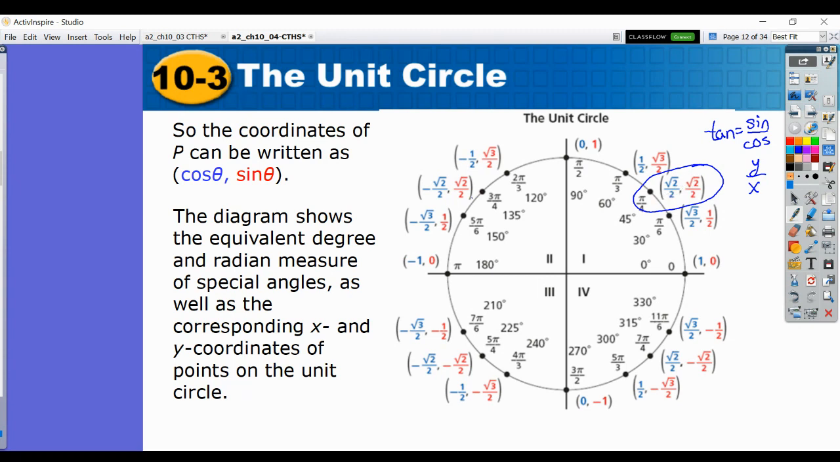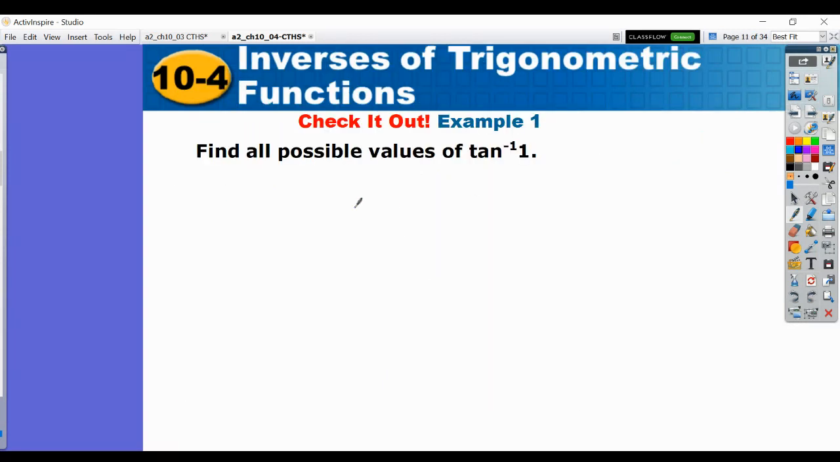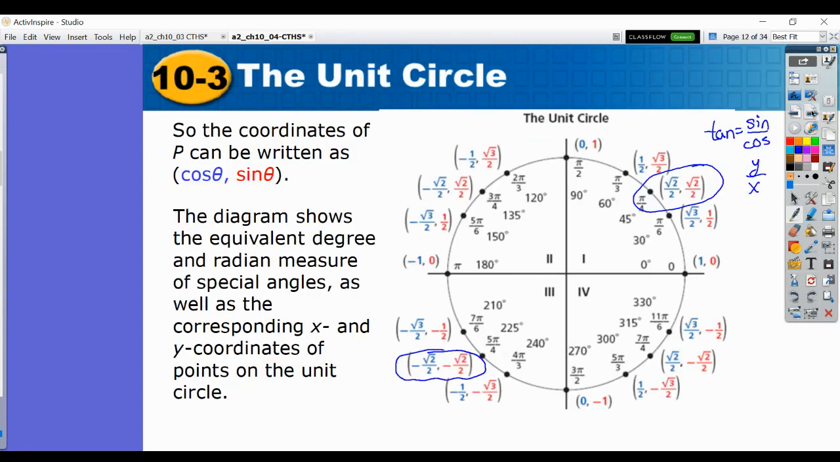If I divide these, I get -1. That's not what I want. Negative divided by a negative, though, that's positive. So here's my other answer. I've got pi over 4 and 5 pi over 4. So let's write down our answer here. Pi over 4, 5 pi over 4. But don't forget to give all of them plus 2 pi n. There are all of my answers in radians. Also could be done in degrees, but we're going to keep going.